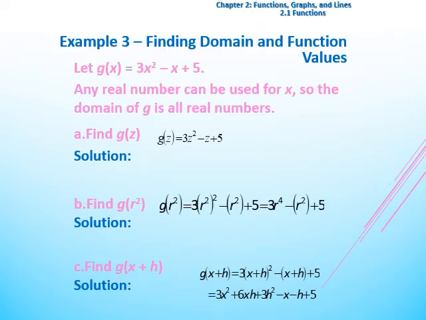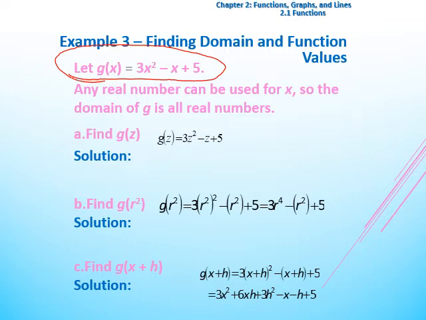Now, finding the domain and the function values. Any real number can be used instead of x, so the domain for g is the real numbers. If we have the function g of x equal to 3x squared minus x plus 5, then g of z, if we substitute z instead of x, will be 3z squared minus z plus 5. All we do is substitute every x with z.